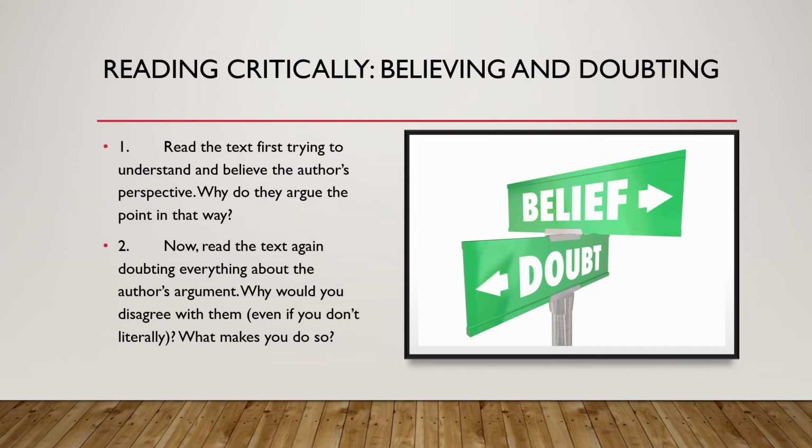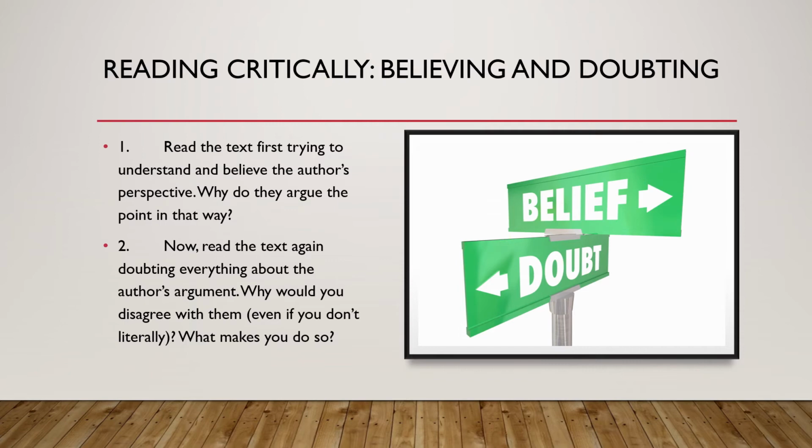Another thing to do is you read critically. So you're reading an article, and the article takes a stance. It is an argument that's trying to persuade you one way or the other. So you kind of play a game called believing and doubting. The first way to start this game is to read the text and believe the author's perspective. Even if you don't, you are reading from their perspective and you're believing them.